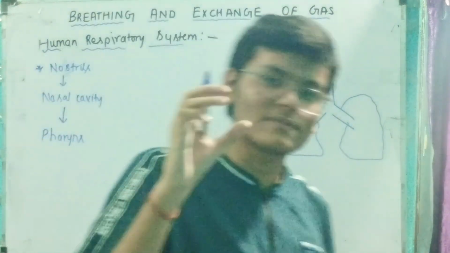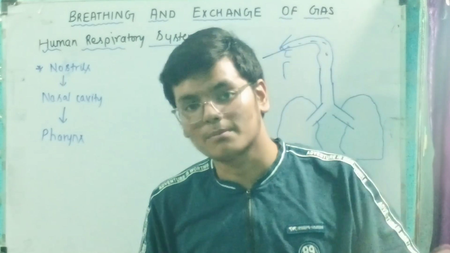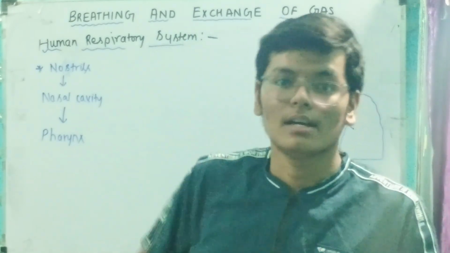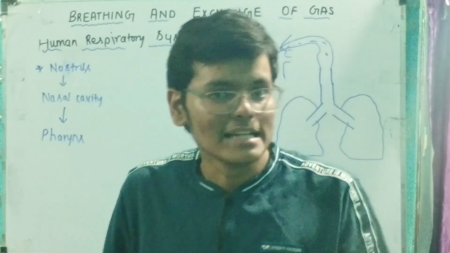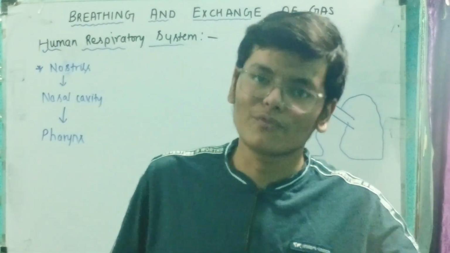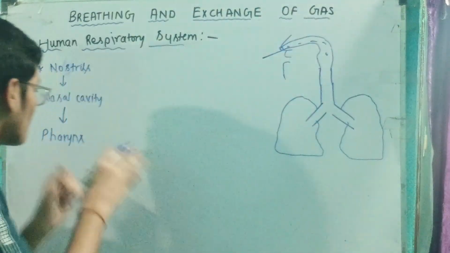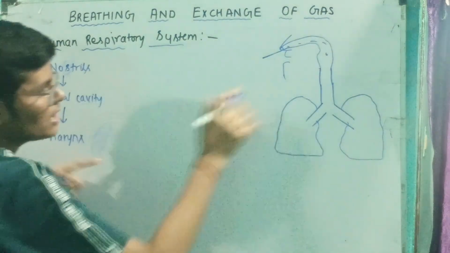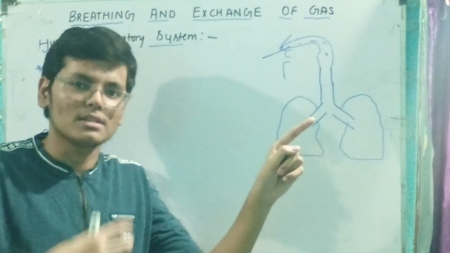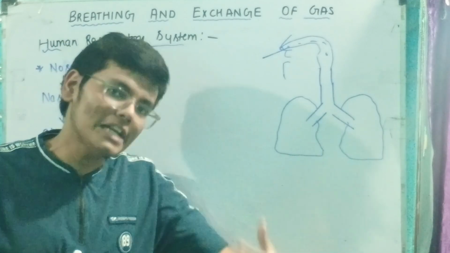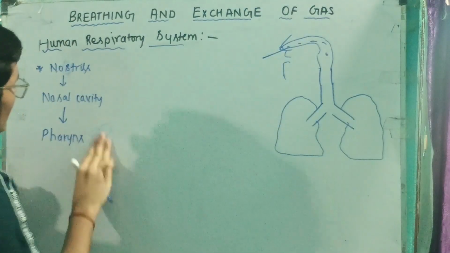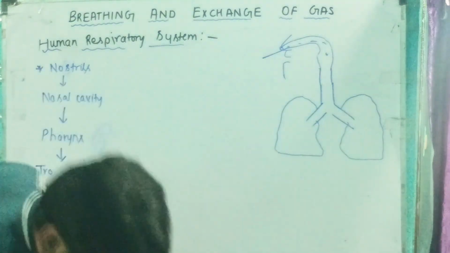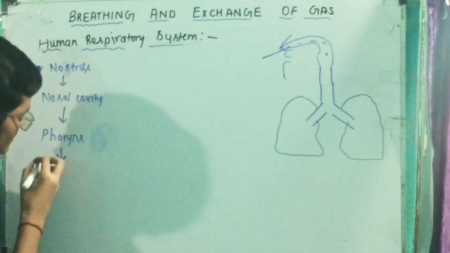We have learned about this pharynx term when we were discussing the digestion chapter, when we were discussing the alimentary canal. Pharynx is known as the common passage for both food and air. This is the common pathway. From here, both the esophagus and the windpipe connect. Then we have trachea. Before trachea, we have larynx.